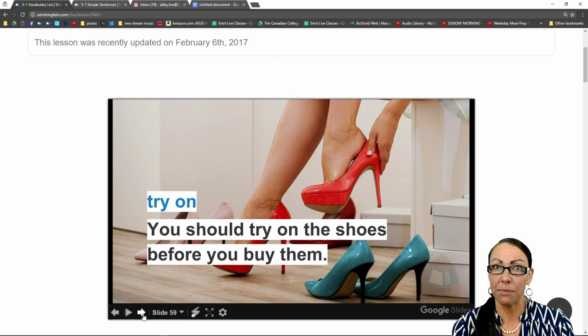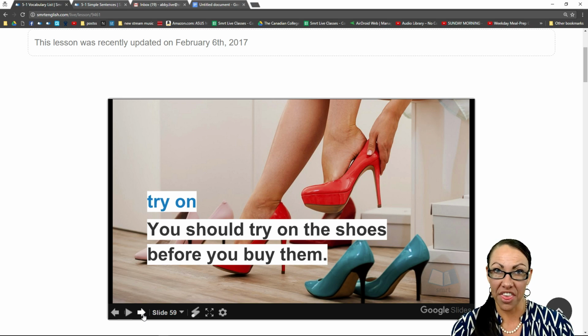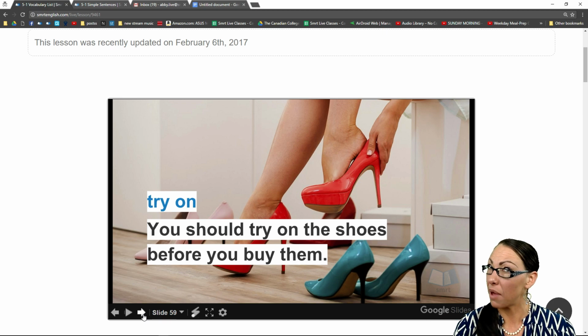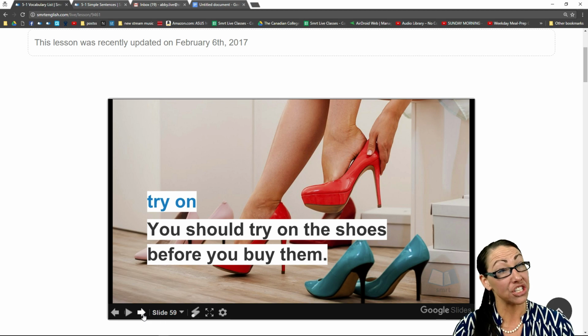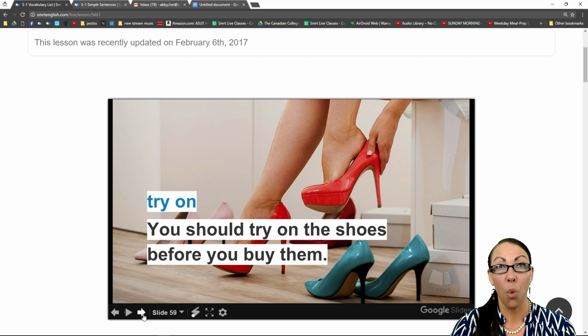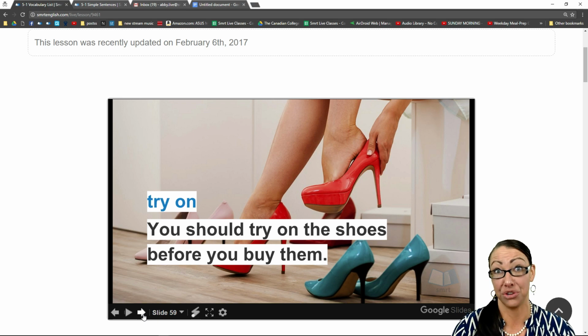Try on would usually be what we would say when, once again, as with our vocabulary in general and at large, talking about shopping, talking about purchasing or buying, it's usually a good idea. It's wise advice to try on clothing or shoes, anything before you buy it, because you certainly don't want it to be too tight.